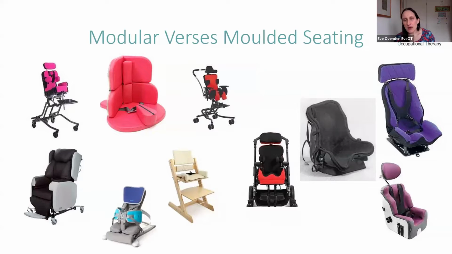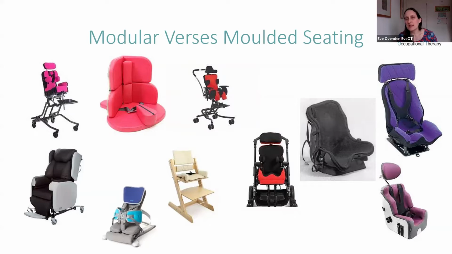And then on the other side, where you've got the purple seat in the top corner, you've got molded seats. Now these seats are custom made to the child. There's a couple of different options. There's the molded seats, which is the same as the purple one, and then at the bottom you've got a pinky purple and grey one. That one is a foam carved seat, but both of them are made to fit the child's posture.